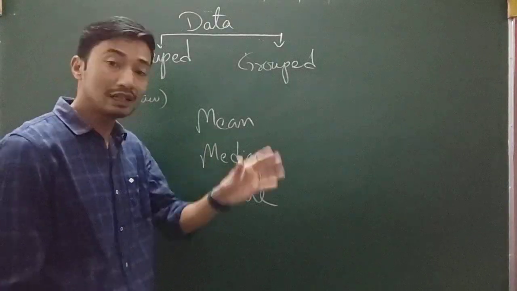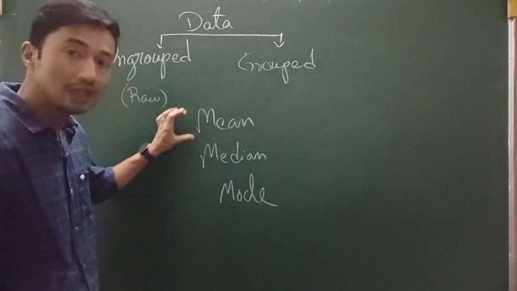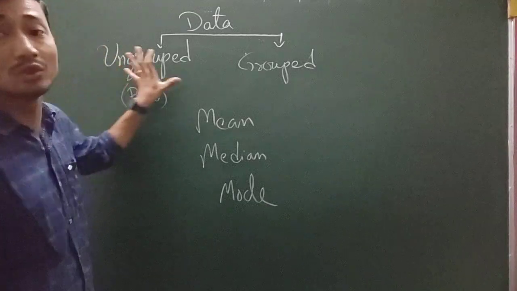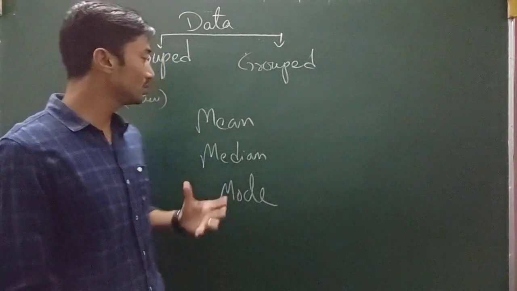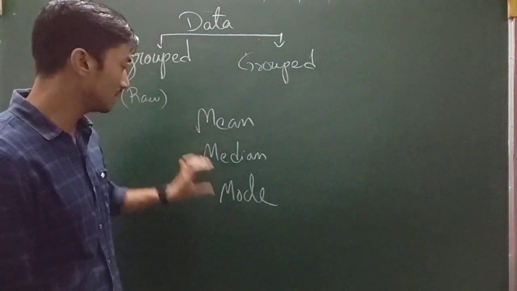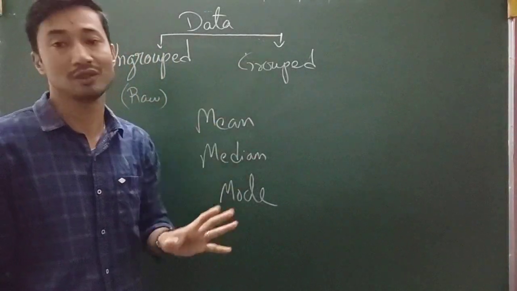Up to class 9 we have done how to calculate the mean, median, and mode for ungrouped data. Now in class 10, we are going to learn how to calculate the mean, median, and mode for grouped data. That will be the only difference.